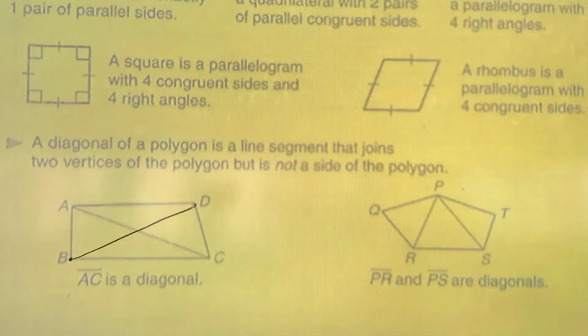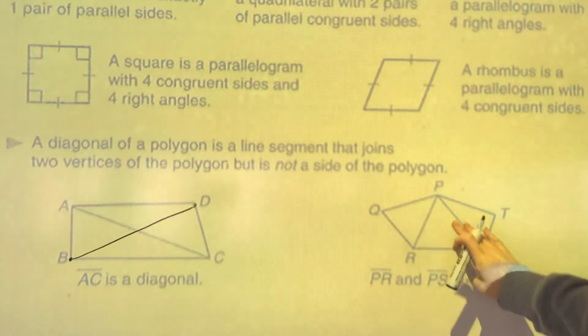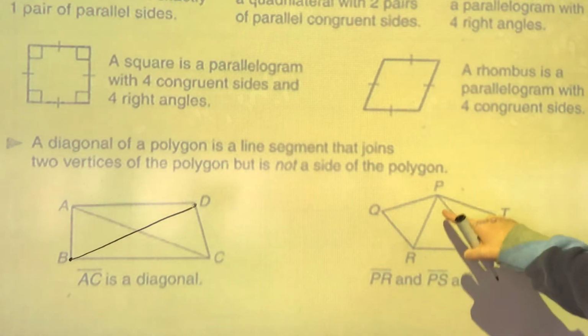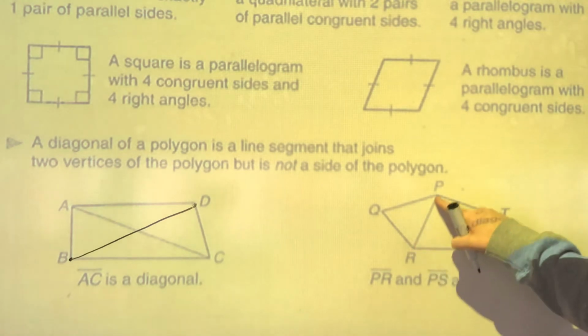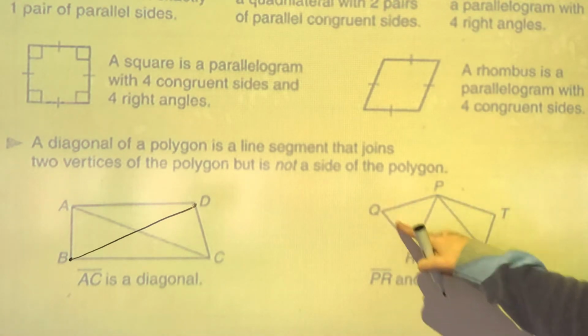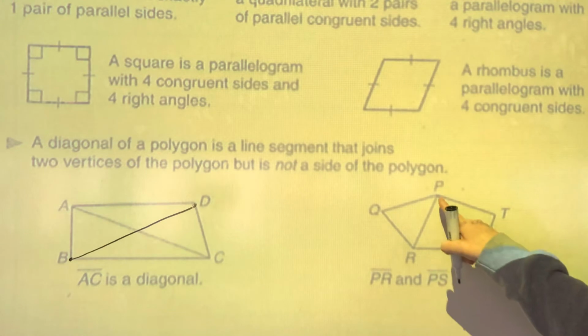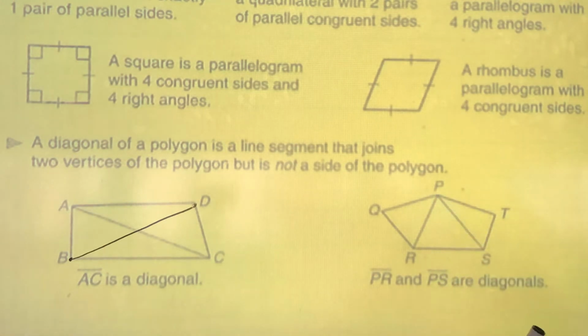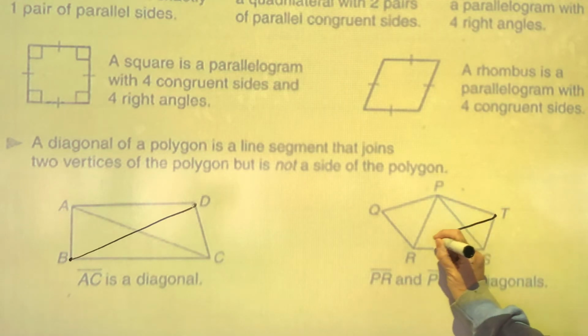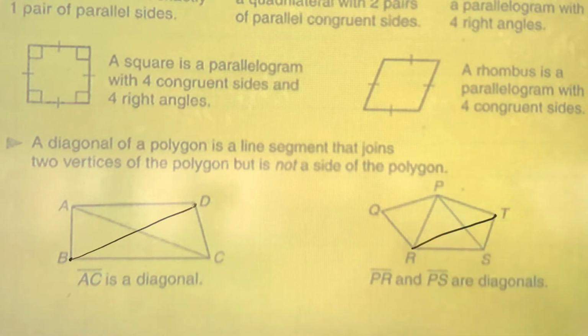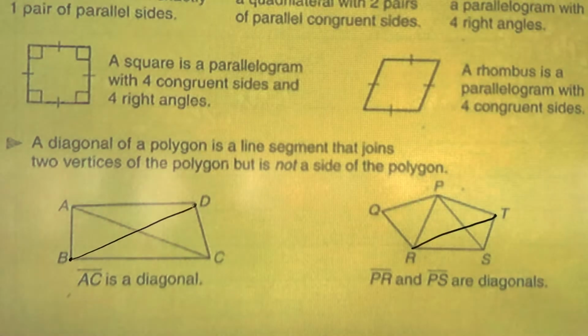And that would be called a diagonal. It's not a side. Same thing here. It's connecting the vertex at P to the vertex at R. It's cutting through the figure. It's not one of the sides of the figure. P to S is another diagonal. I could do one from T to R. That would be a diagonal since it's not a side. So a diagonal is a line segment that joins 2 vertices, but it can't be a side.